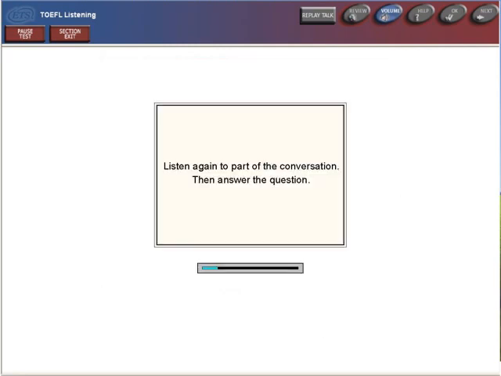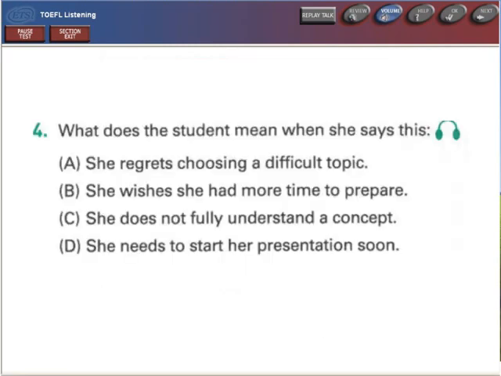Listen again to part of the conversation. Then answer the question. Overall output would continue to increase a bit as new workers were added, but not enough to justify their wages. Does that make sense? I think I have a lot of work to do for my presentation. This is really complicated.